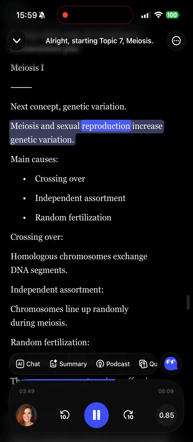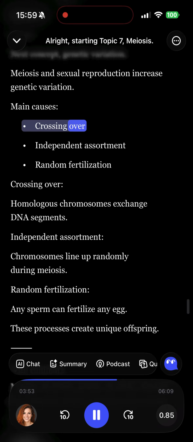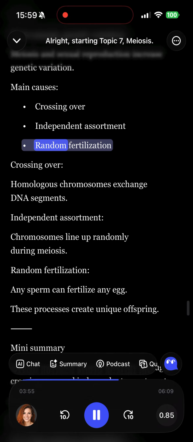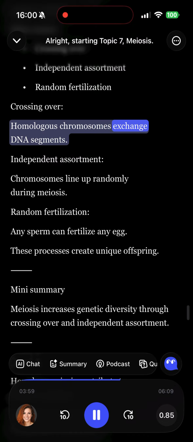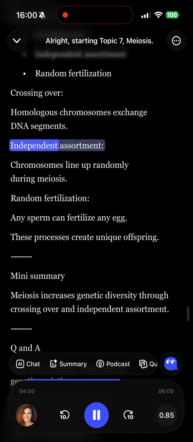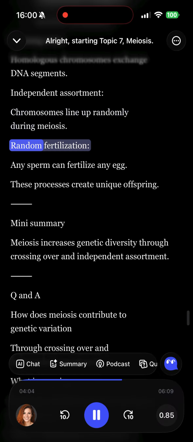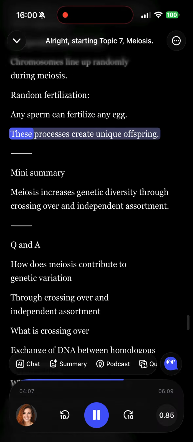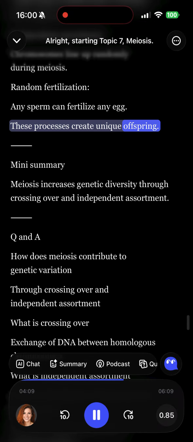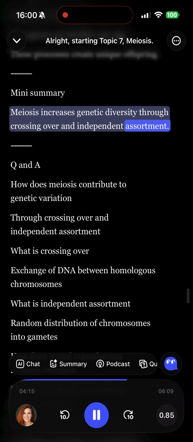Next concept, genetic variation. Meiosis and sexual reproduction increase genetic variation. Main causes: crossing over, independent assortment, random fertilization. Crossing over: homologous chromosomes exchange DNA segments. Independent assortment: chromosomes line up randomly during meiosis. Random fertilization: any sperm can fertilize any egg. These processes create unique offspring. Mini summary. Meiosis increases genetic diversity through crossing over and independent assortment.